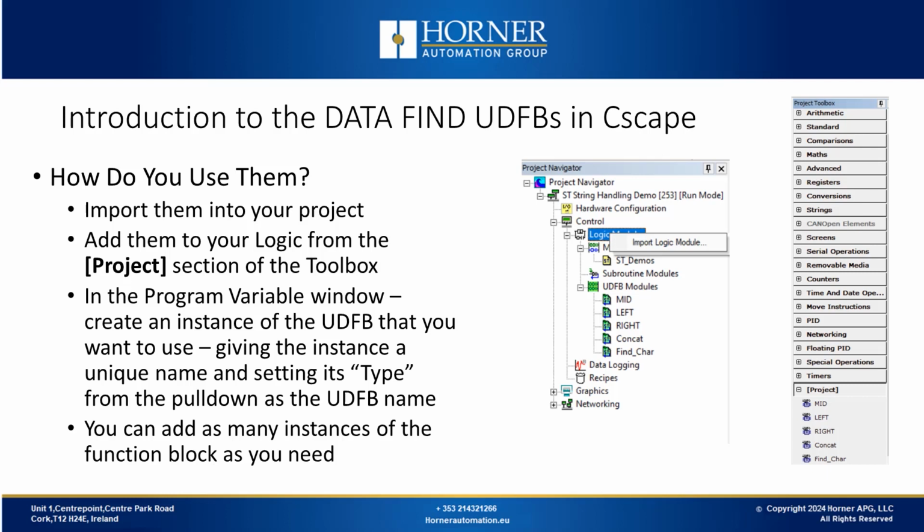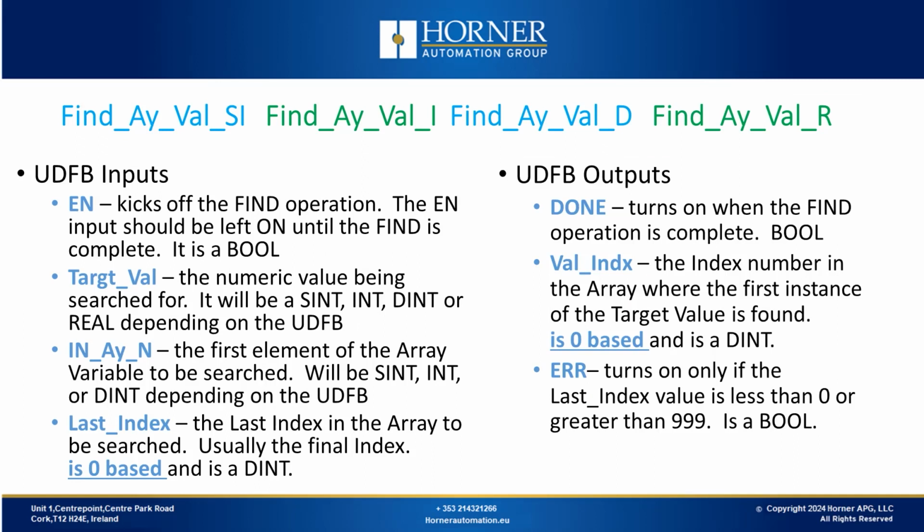Next, we need to create instances of these UDFBs for each case where we want to add one of these UDFBs in our logic. We can do this in the Program Variable window. So if we only need to use a particular UDFB once in a project, we only need to create one instance of that UDFB. We also need to make sure that we give this instance a unique name to the UDFB and make the type the same as the name of the UDFB. This is because once we have imported a UDFB into our project, it appears under the pull-down list of all the different types.